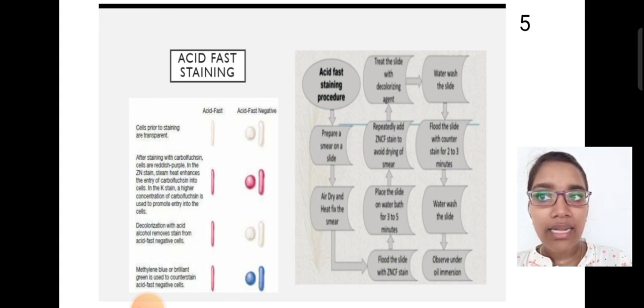acid-fast negative bacteria, and the acid-fast bacteria will retain the same color.